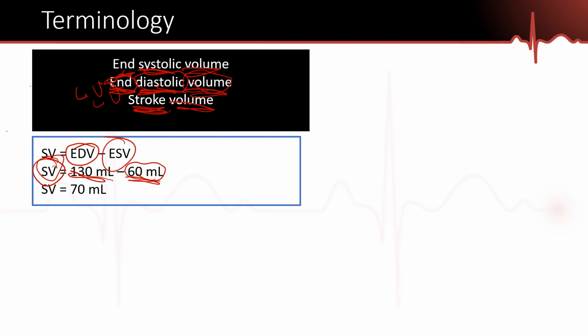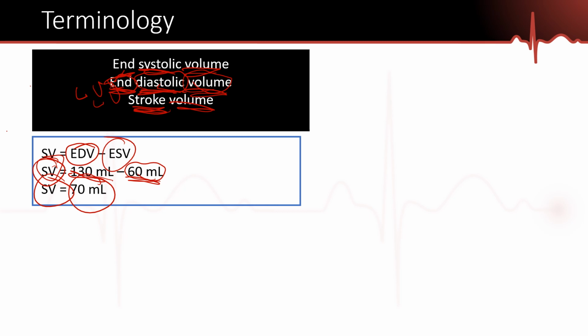It's that simple, right? You take these two values, end diastolic volume, and you minus end systolic volume from it, and that tells you that the left ventricle pumped out 70 milliliters of blood when it contracted, right? Left ventricular stroke volume in this example is 70 milliliters of blood because you started with 130 milliliters of blood in the left ventricle at the end of relaxation, right?